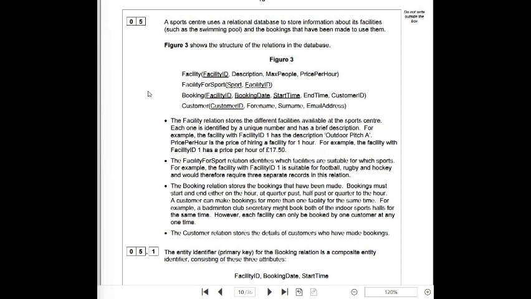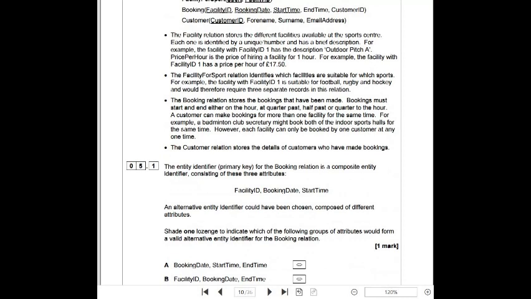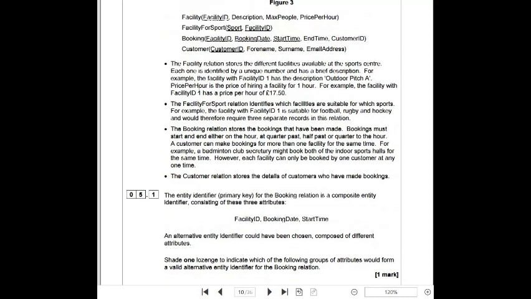So figure 3, we've got the structure of the relations in the database. Facility, sport, booking, customer. They're your entities. And in those are also your attributes. So the facility relation stores different facilities available at the sports center. Facility for sport states what facilities are suitable for what sports. Then booking is all the bookings that have been made, and it has to start and end either on the hour, quarter past, half past, or quarter to the hour. And the customer relation has all the customer details.